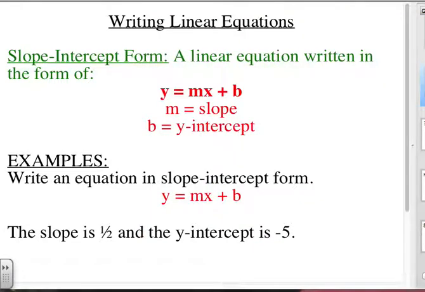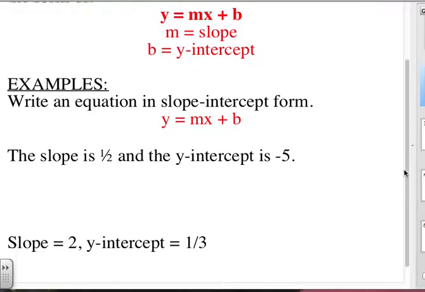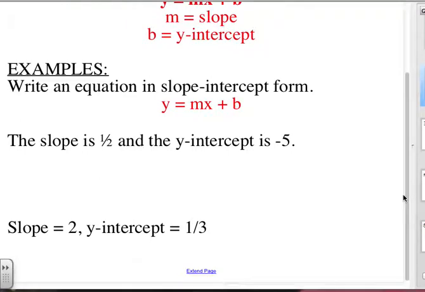Writing linear equations. There's slope-intercept form again, y equals mx plus b, where m is the slope and b is the y-intercept. That would be awesome to have written down in your notes, and you should do so. These are the easy ones. Write an equation in slope-intercept form. I feel like I'm repeating myself a lot. And there it is again, y equals mx plus b.